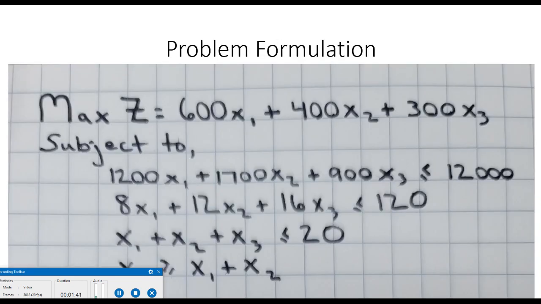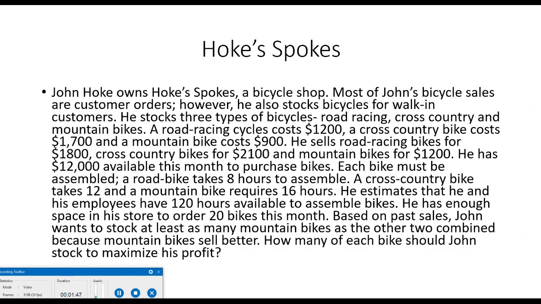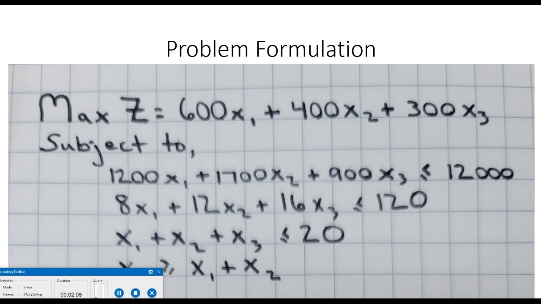We get 600x1 plus 400x2 plus 300x3. The reason is we're trying to determine profit. Profit is revenue minus costs, and our costs are given here. So for each of the 3 bicycles, I took the revenue from each and I subtracted the cost of each bicycle. That gives us 600x1 plus 400x2 plus 300x3.